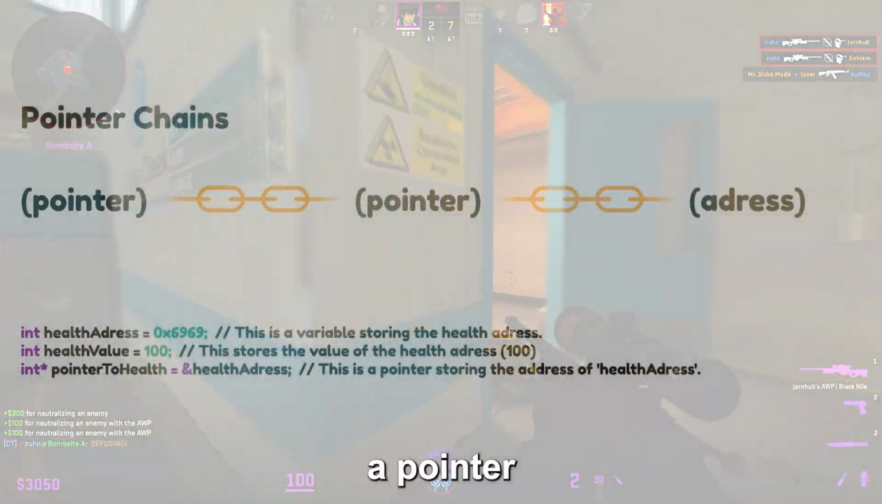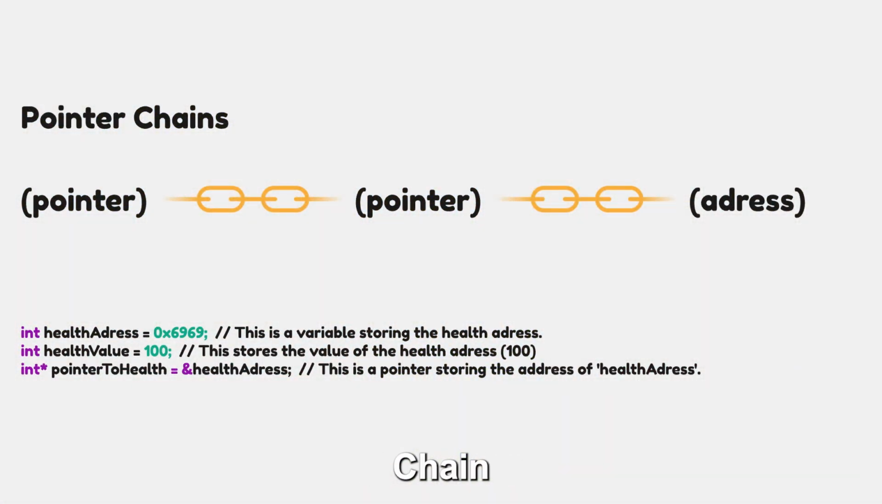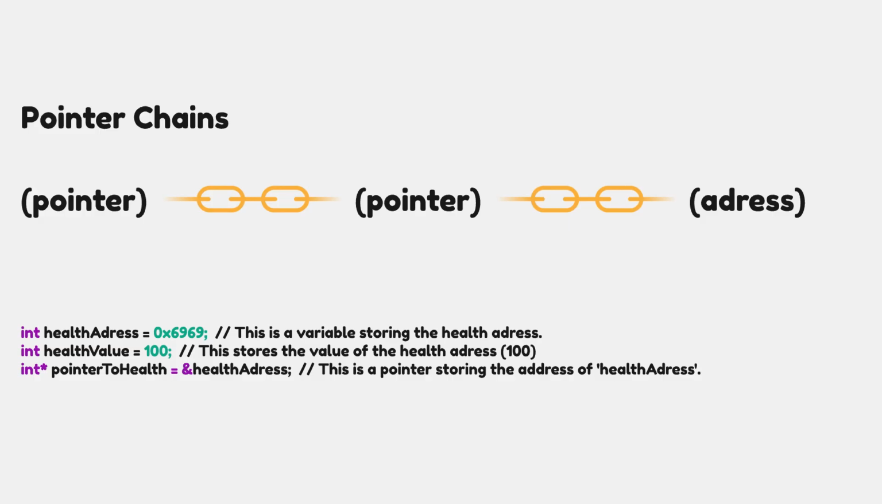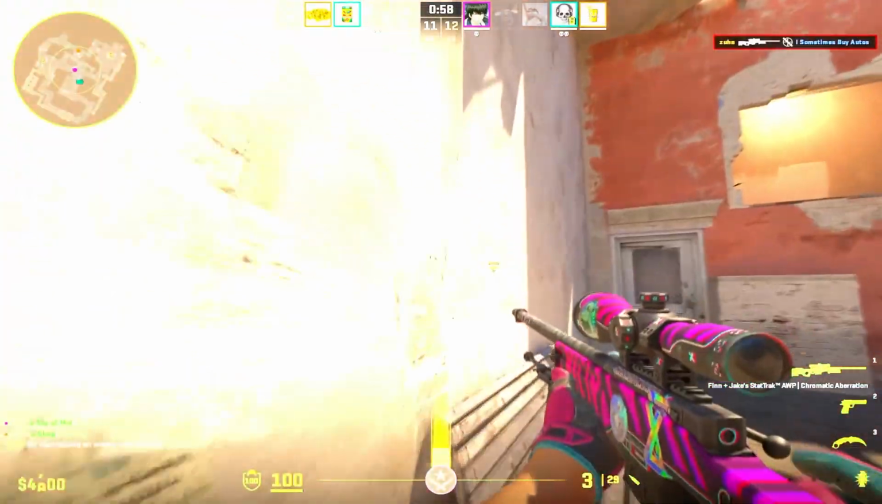Now, what is a pointer chain? A pointer chain is, like we can see in this image, basically a pointer that points to a pointer, that points to a pointer, that points to a pointer, that eventually points to an address. So it's basically just a normal pointer, but instead it points to another pointer. And this can be very long or it can be very short.